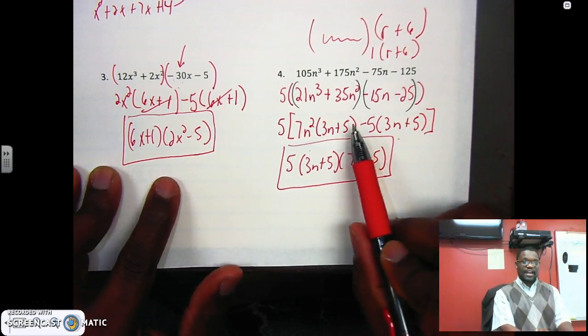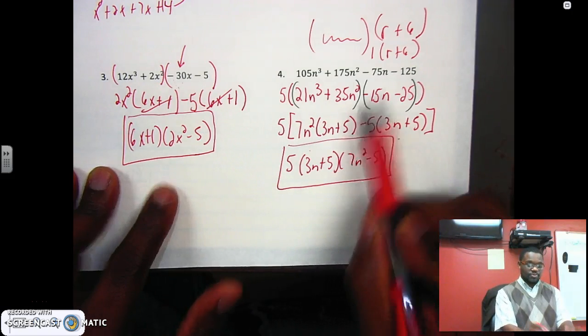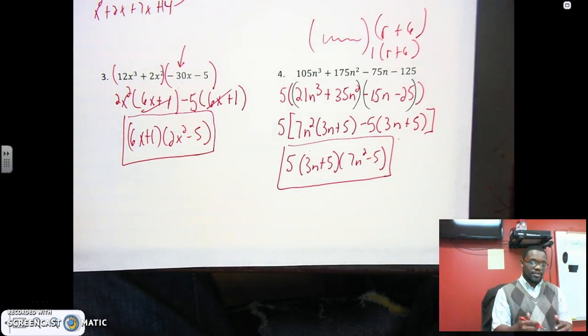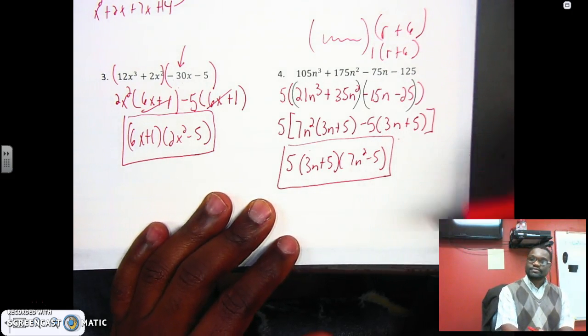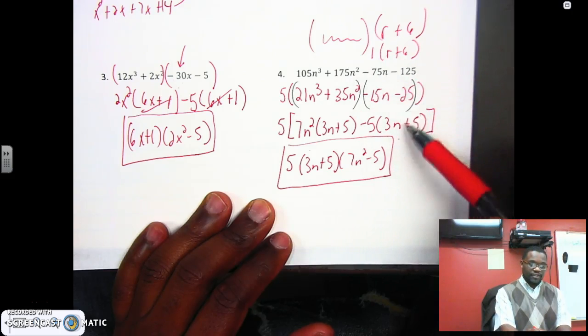So just in case you ever have something inside parentheses that you group that doesn't factor, you can factor out a 1. Or if that was a negative r, you can factor out a negative 1. So be careful of that. Make sure you're careful of your signs. Notice the signs change as well.